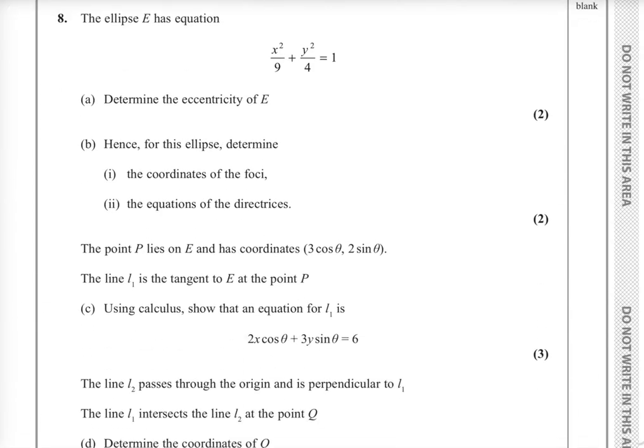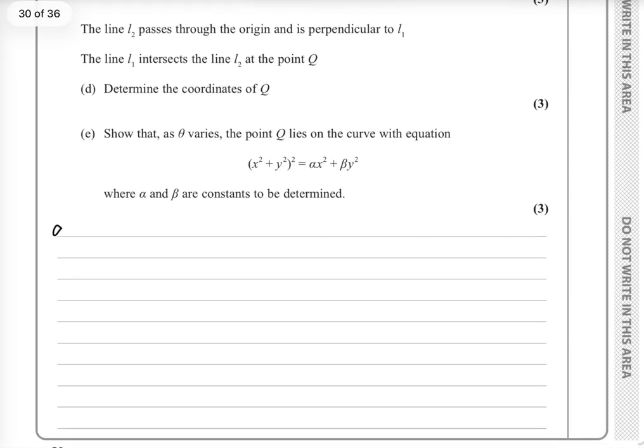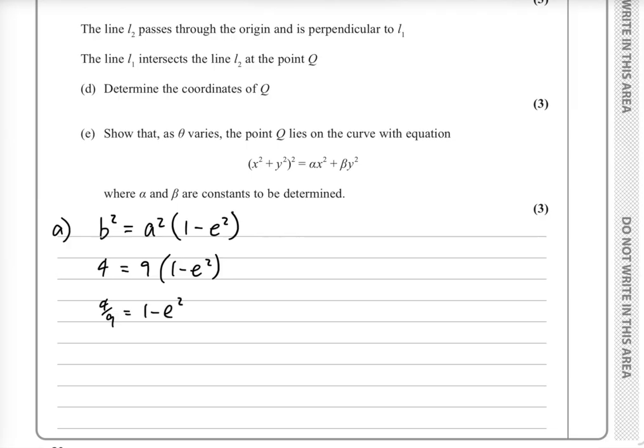The ellipse E has equation this. Determine the eccentricity of E. From the equation, we know a equals 3 and b equals 2. We also know, or it's in the formula booklet if you need a reminder, that this relationship is true for an ellipse. It gives us 4 over 9 equals 1 minus e squared, so e squared is equal to 5 over 9, and e must be positive because it's between 0 and 1, so root 5 over 3.